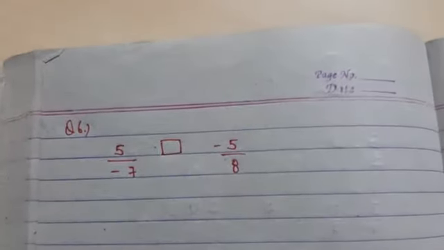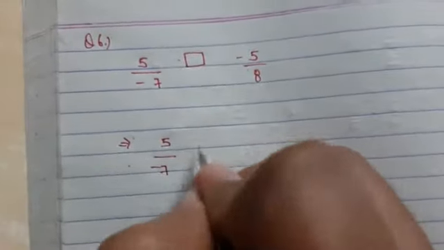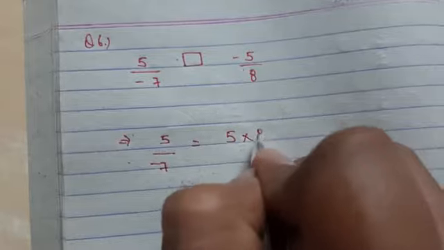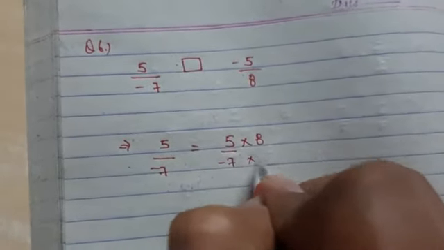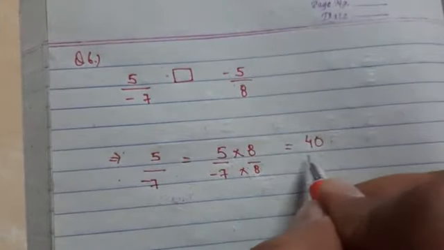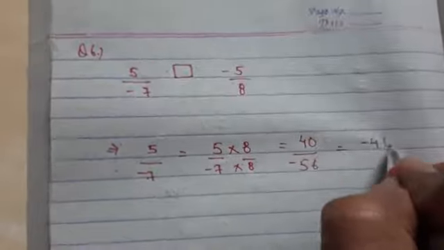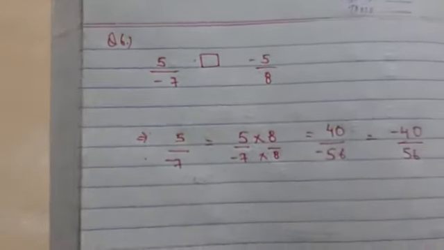First thing, as usual, we need to make the denominators the same. If I multiply 7 into 8, it will be 56, and 8 into 7 will also be 56. That means the denominators will be the same. So write it like this: 5 upon minus 7 is equal to 5 into 8 upon minus 7 into 8. 5 into 8 is 40, and 7 into 8 is 56, so minus 40 upon 56.